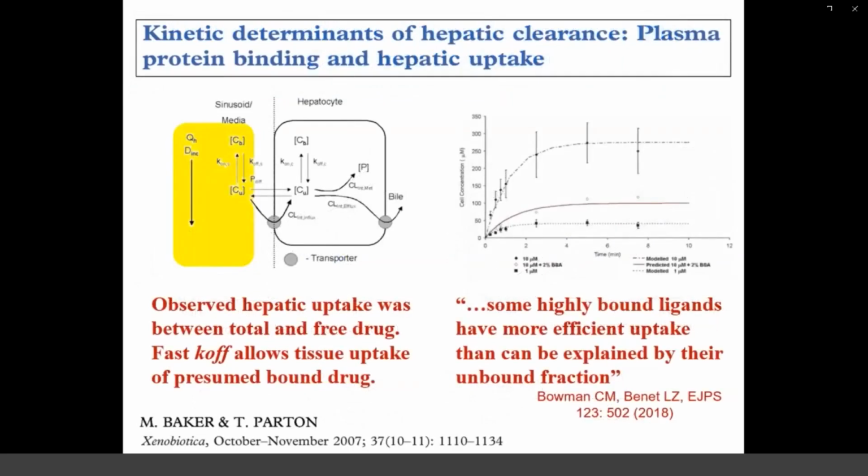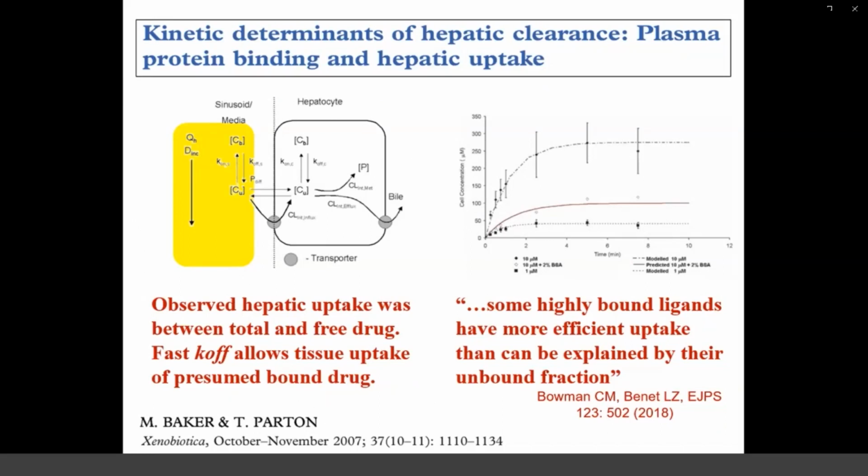Albumin binding, protein binding can exhibit another problem. This slide from Baker and Parton shows a model where there's a K on and K off of drug binding to proteins in plasma. They carried out a literature review and some experimental assessments, and the graph that's shown led them to the observation that observed hepatic uptake was between total and free drug. Basically, a fast K off allows tissue uptake of presumed unbound drug.